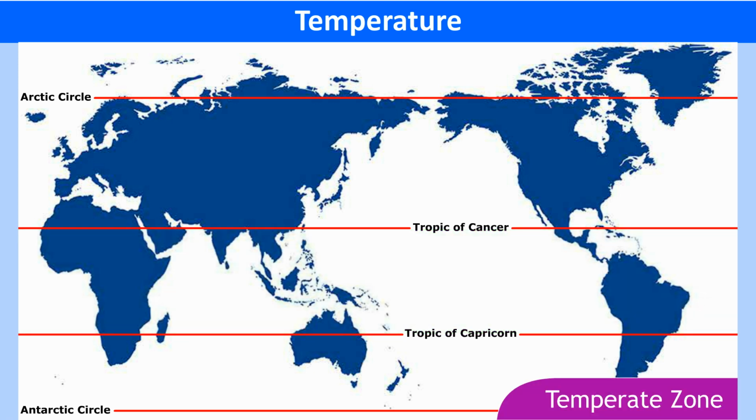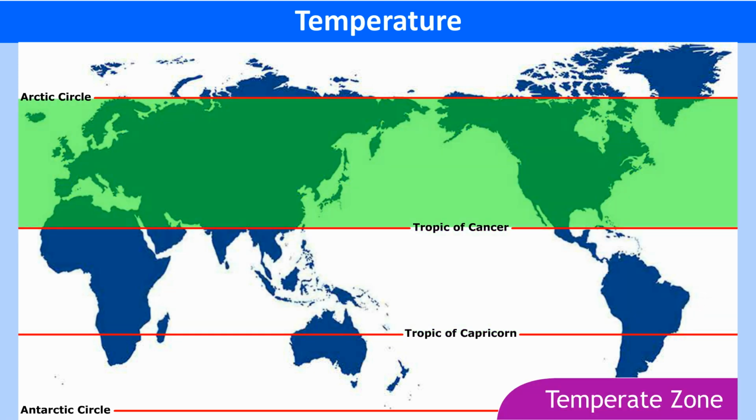Temperate zone. It lies between the Tropic of Cancer and the Arctic Circle in the northern hemisphere and the Tropic of Capricorn and the Antarctic Circle in the southern hemisphere. The places in this zone receive moderate amount of insolation as the rays of the sun are slanting. Hence, the temperatures are neither too high nor too low.